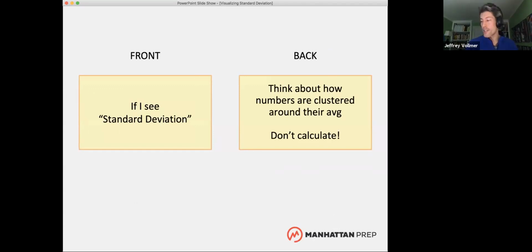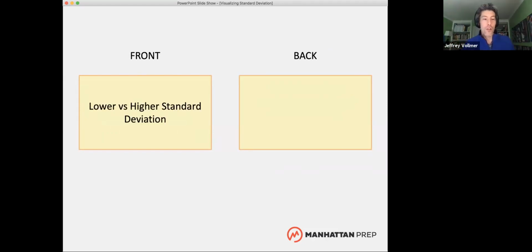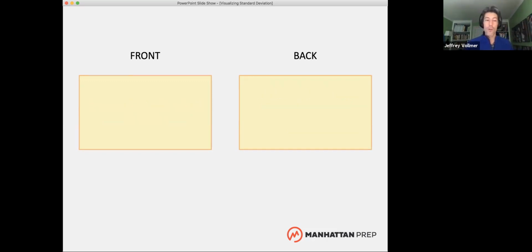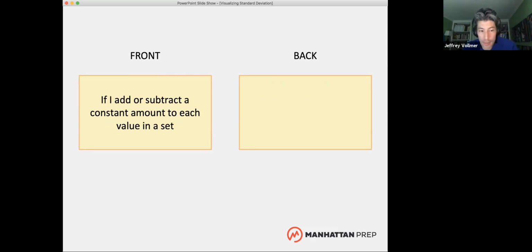So whenever you see a standard deviation question, we want to think about that standard deviation represents relatively how close or how far apart the numbers are clustered from their average. Generally speaking, you won't need to calculate it. And if you do need to calculate it, it'll be with really small sets. The lower the standard deviation, the more they're clustered towards their average; the higher the standard deviation, the more widely dispersed they'll be. If you add or subtract a constant amount to each value in a set, standard deviation does not change. It's a big one.